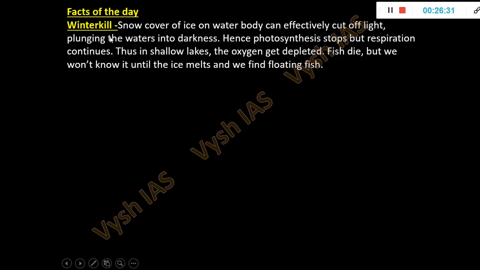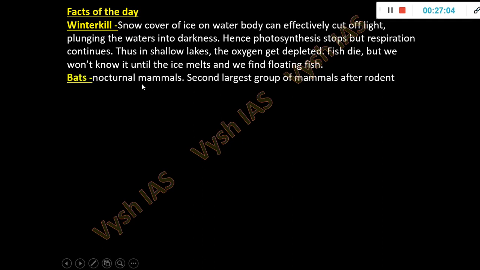So winter kill is one term mentioned in most of the textbooks. Like the snow cover or ice on a water body can effectively cut off the light, plunging the waters into darkness. Okay, as I told, like we have pollution, there can be ice cover. So when ice cover is there, the sunlight will not go. Hence, photosynthesis stops, but respiration continues. Thus, in shallow lakes, the oxygen gets depleted. Okay, because new oxygen is not getting created, and all the animals will keep using the oxygen. It will get depleted, and then fishes die. But we will not know, because there is this snow cover. And once the ice melts, we will see a lot of dead floating fish. Okay, that is called winter kill. It's a term used in most of the European countries.